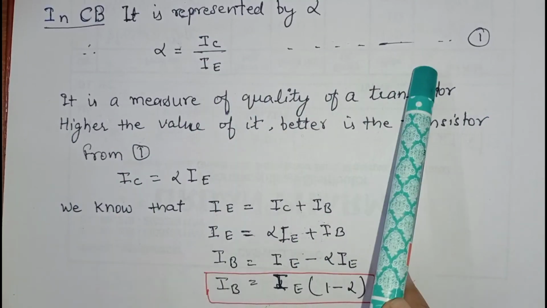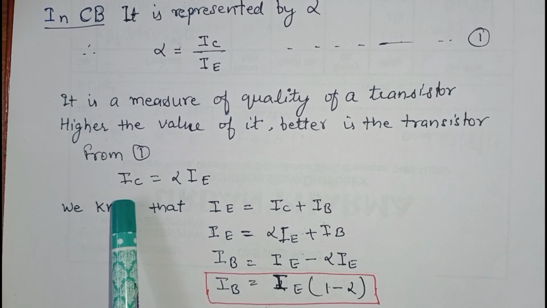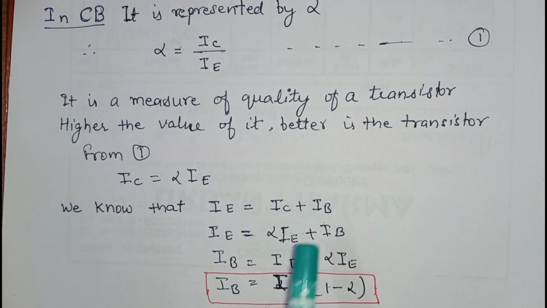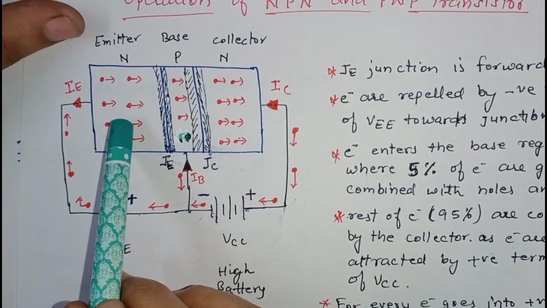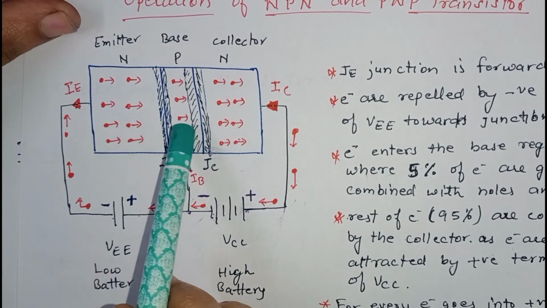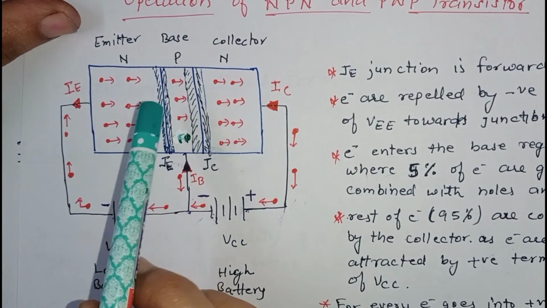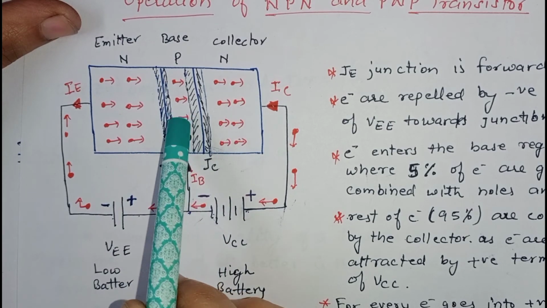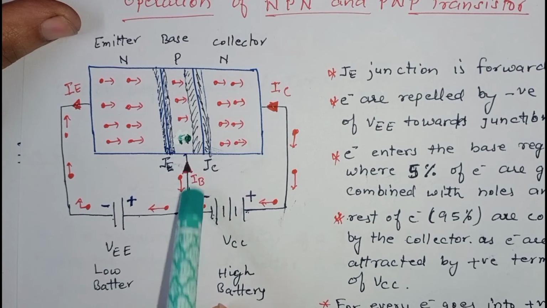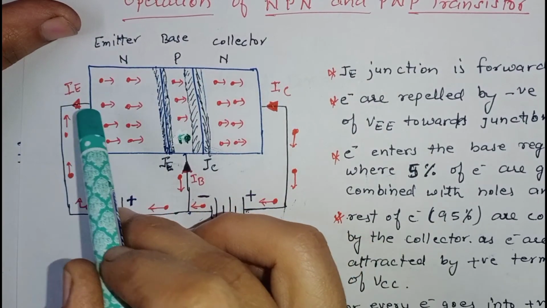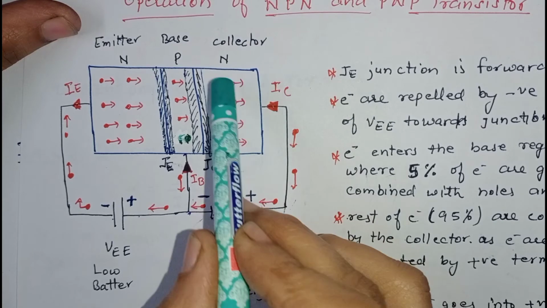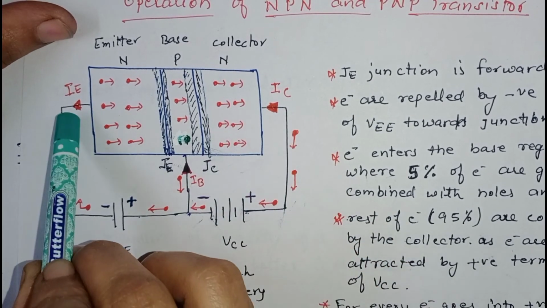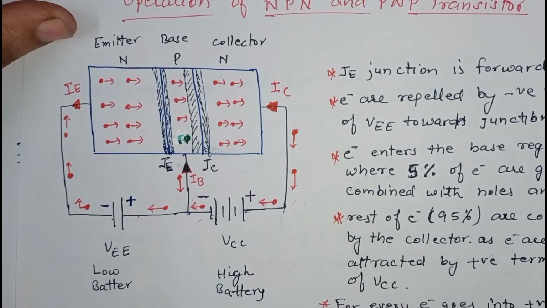Now from this equation 1, we can write IC equals alpha IE, and we know IE equals IC plus IB, because the flow of majority charge carriers in the emitter towards the junction constitutes the emitter current, and these majority charge carriers go to the base and then the collector. Here they combine with the holes and constitute the base current, and the rest of the majority charge carriers, meaning electrons here, go to the collector and constitute IC, the collector current. So IE equals IB plus IC.